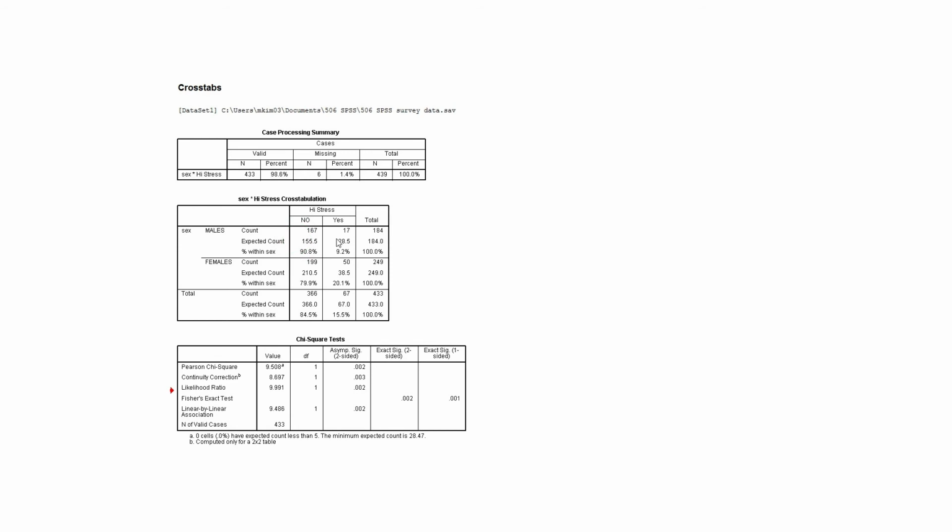And the expected counts in each cell are the numbers when the null hypothesis is true. These expected numbers are just hypothetical numbers when sex and high level of stress are totally independent. And then what we need to do, actually what SPSS does for us, is to compare the expected counts and the actually observed counts with a statistical method. And the statistical method we use to compare these values is chi-square test. So let's move on to the chi-square test results here.